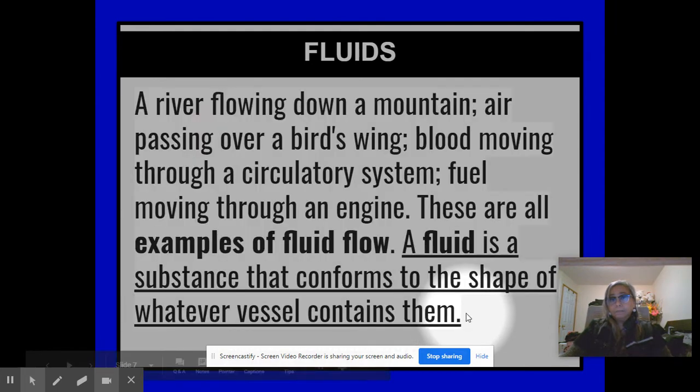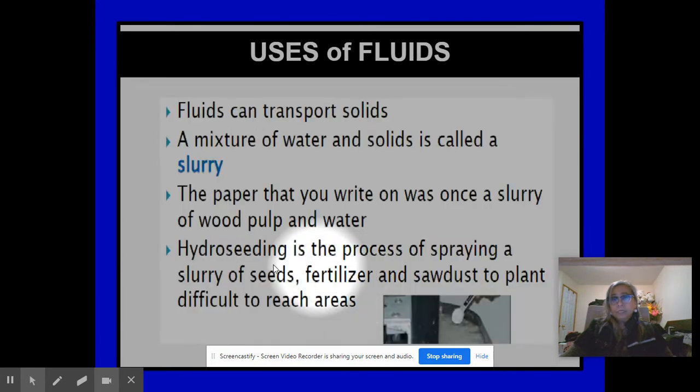Now, here's another idea that you could just imagine in your head: a river flowing down a mountain, air passing over a bird's wing, blood moving through a circulatory system, fuel moving through an engine. These are all examples of fluid flow. So, a fluid is a substance that conforms to the shape of whatever vessel or container that it is in. Now, there are many uses of fluids. That's why it is really one big learning unit for grade 8 science learning.